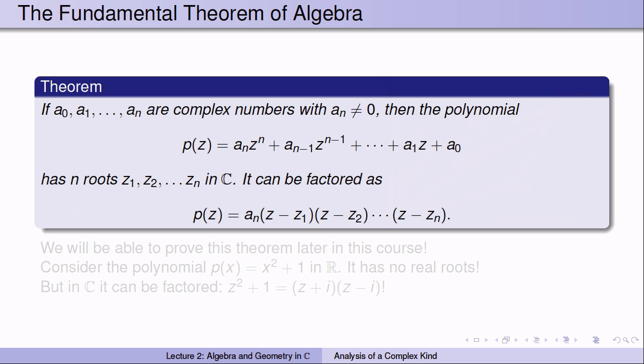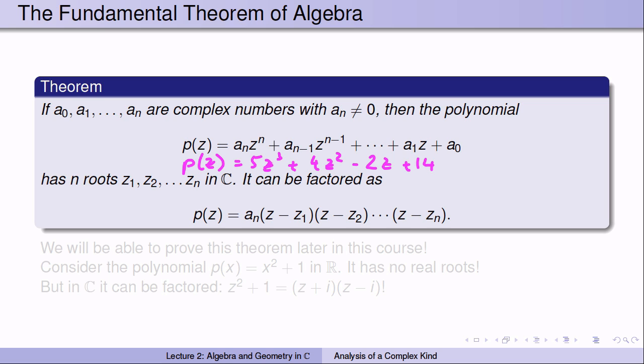Finally, a little outlook into the future. This is the fundamental theorem of algebra. You may have heard of it. Suppose we have complex numbers a0, a1 through an, and this an, this last one, is a non-zero number, and you look at this polynomial. For example, if you'd like to have an example in mind, you could look at the polynomial p of z equals 5z cubed plus 4z squared minus 2z plus 14.